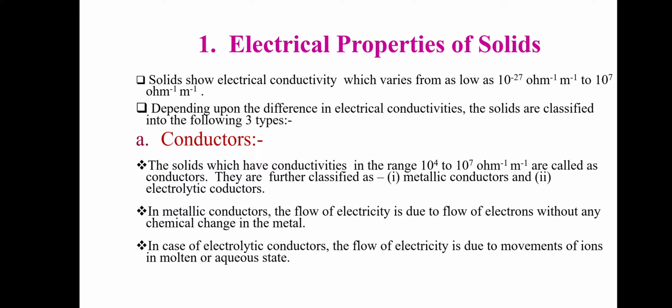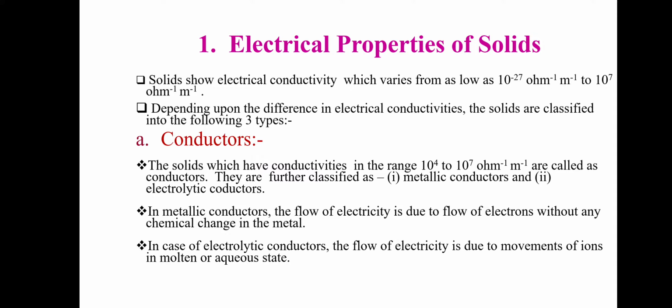conductors, semiconductors and insulators. Hence the amount of electrical conductivity, that is the electric current passed, can be distinguished in the conductors, insulators and semiconductors. Solids show electrical conductivities which vary from as low as 10 raised to minus 27 per ohm per meter to 10 raised to 7 per ohm per meter. Now, depending upon the difference in the electrical conductivities, the solids are classified as follows.